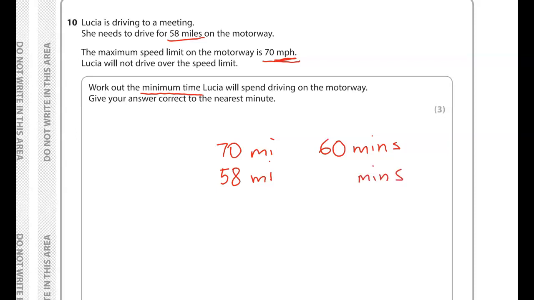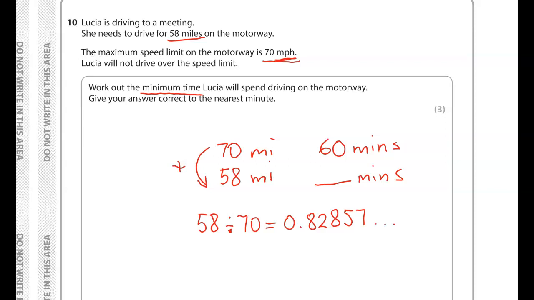How many minutes will it take? Just like with the other ratio and proportion questions, we're going to look at what we need to multiply 70 by to get 58. To work it out, we go 58 divided by 70. So we reverse the process. And that gives us 0.8287 and so on. So let's just use it as it is.